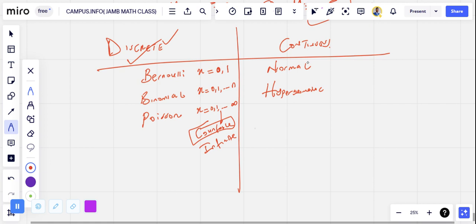But for this normal distribution, the range is always of this format, and this one, I think it's the same thing as that of normal.